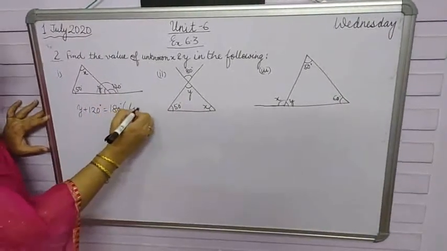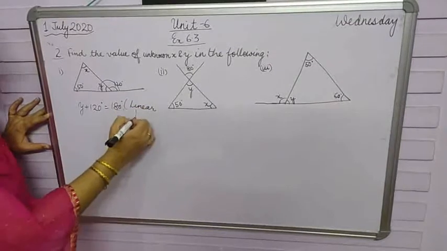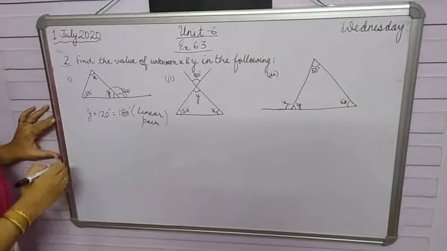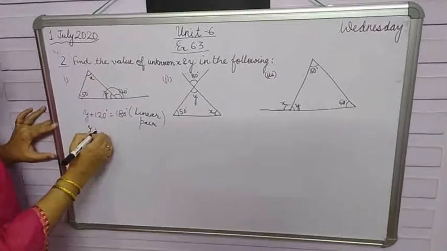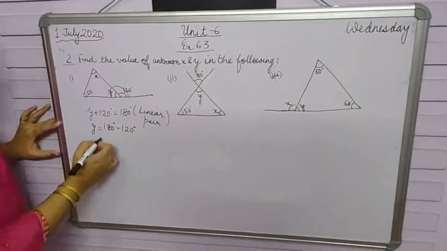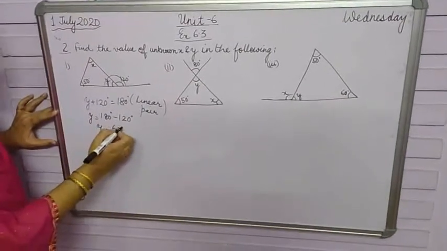And why are they making a straight line? Because they are the angles of a linear pair. You can also write straight angle there. So y from here is equal to 180 minus 120, so y is equal to 60 degrees.